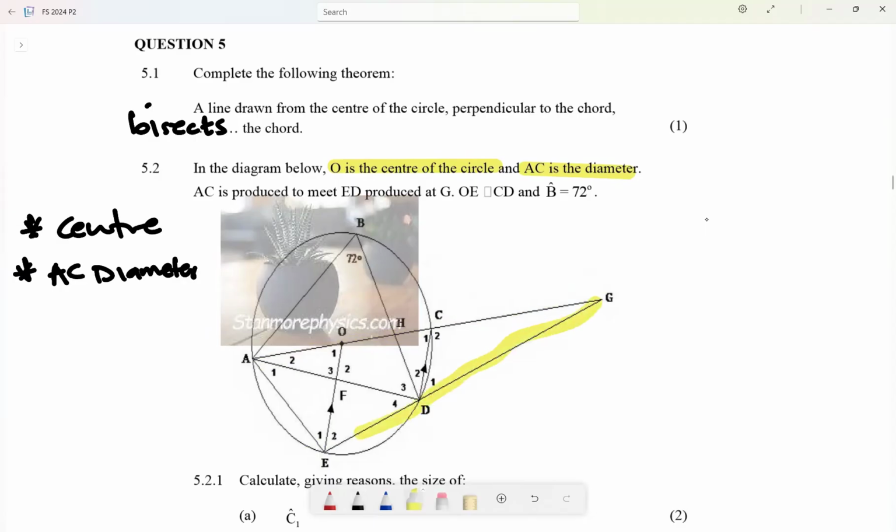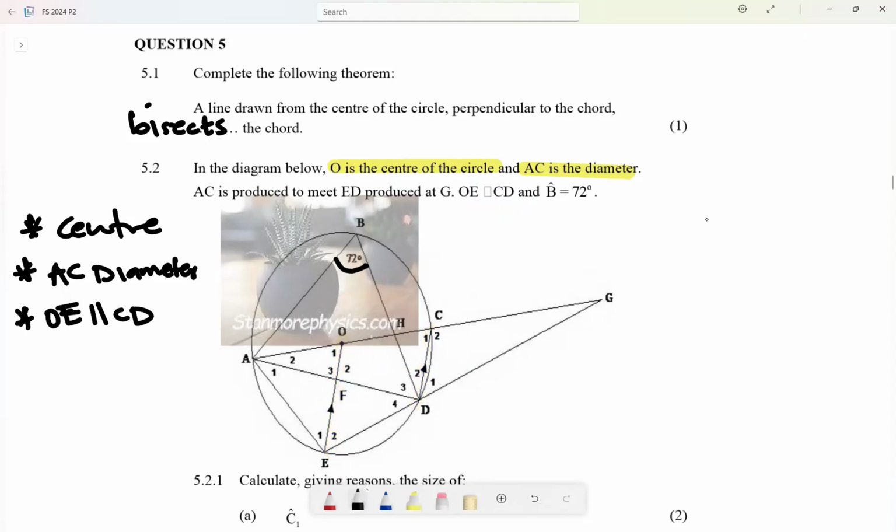This is not a tangent. This is a secant. OE, then here. So what's this? Let's look at that. OE, okay, and CD. Can you see those lines? They are parallel. So basically this was parallel. So now we have parallel lines. We have OE parallel to CD. Cool. And B is equal to 72 degrees. Can you see that? Cool.